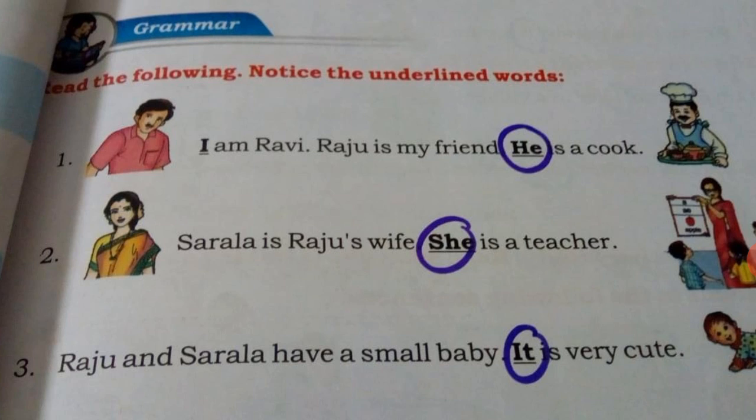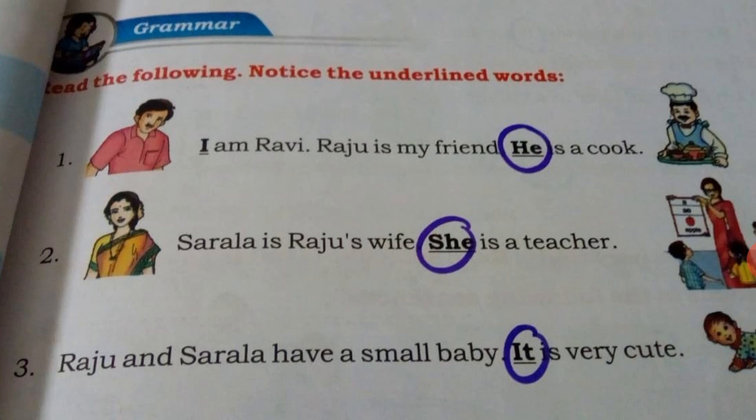Okay, next one. Sarala is Raju's wife. She is a teacher. Okay, in the second sentence, Sarala, you can see Sarala's picture. Who is she? She is Raju's wife. And see the next picture. There are some students. She is like a teacher. Sorry, she is a teacher like me. She is a teacher, and they underline the word she. She refers to whom here? None other than Sarala.